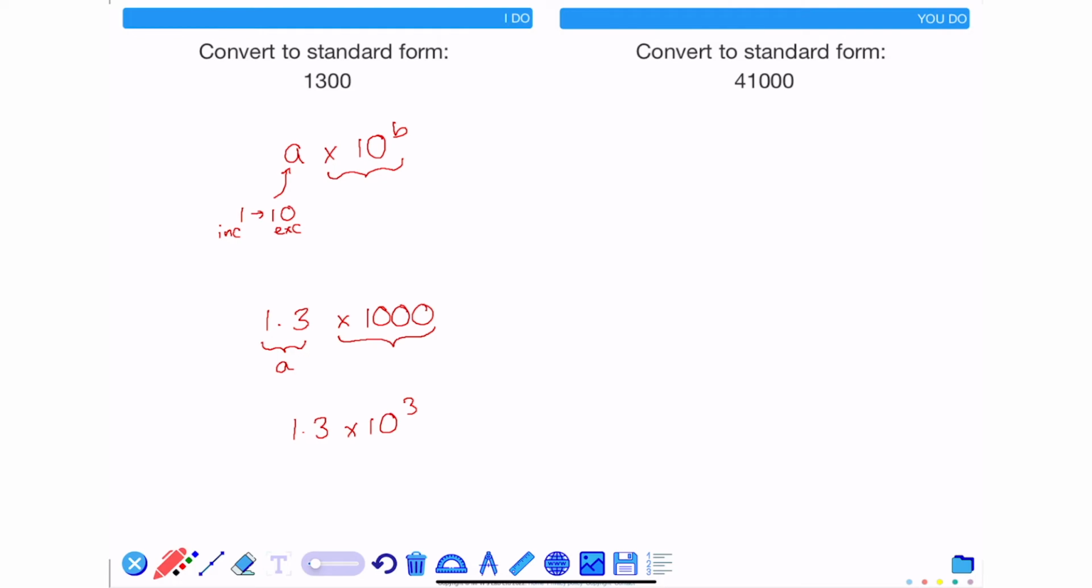So 41,000 can be expressed as 4.1 times 10,000. 4.1 is chosen because it's a number between 1 and 10, and this is my value of a. I then need to express 10,000 as a power of 10. So 41,000 is 4.1 times 10 to the power 5.